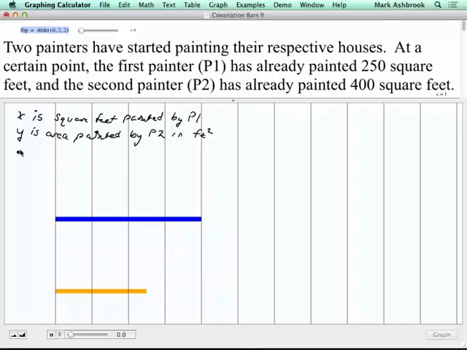Okay, so what would delta x mean? The change in square feet painted by painter 1. What do you think? The change in area for painter 1, by P1 in square feet. So just for time's sake, the only difference between delta y and delta x is going to be now P2, the other painter.